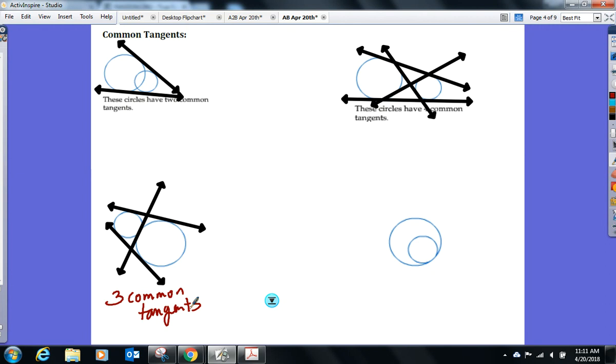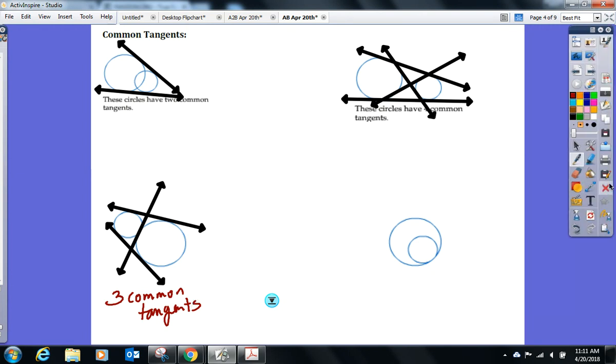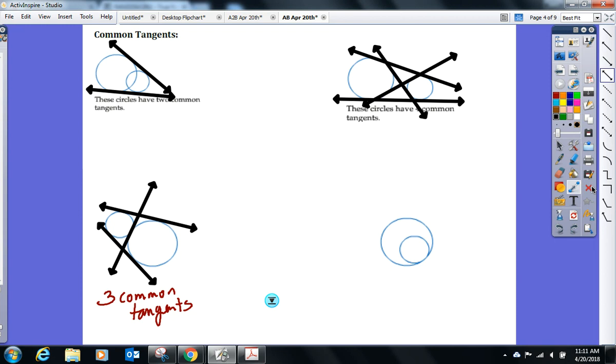And what about if it's a circle inside the circle, just touching? How many common tangents can I draw now? Is it possible? Where is it possible? Yep, the line goes through their point of intersection. Yep, so just one common tangent here.